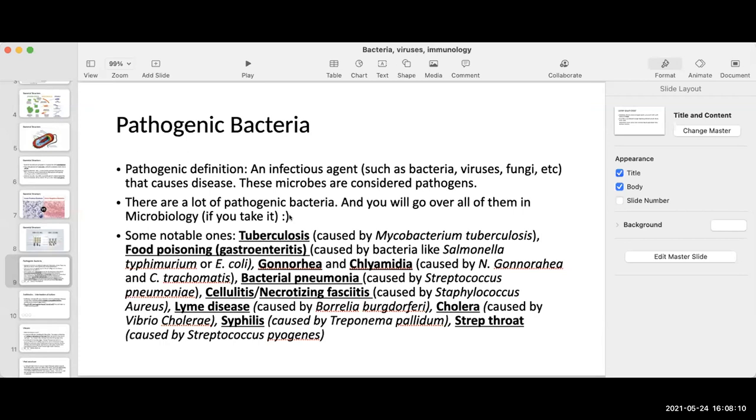So I do want you to know what a pathogen is, just the definition. It's basically a microorganism, unless we're talking about a virus. So really an infectious agent, because viruses aren't considered living. They're not considered organisms. That causes disease in its host, right? So that's a pathogen. That's what it means to be pathogenic. So if I ask you on the exam, what does it mean to be pathogenic? What's a pathogen? Causes disease.